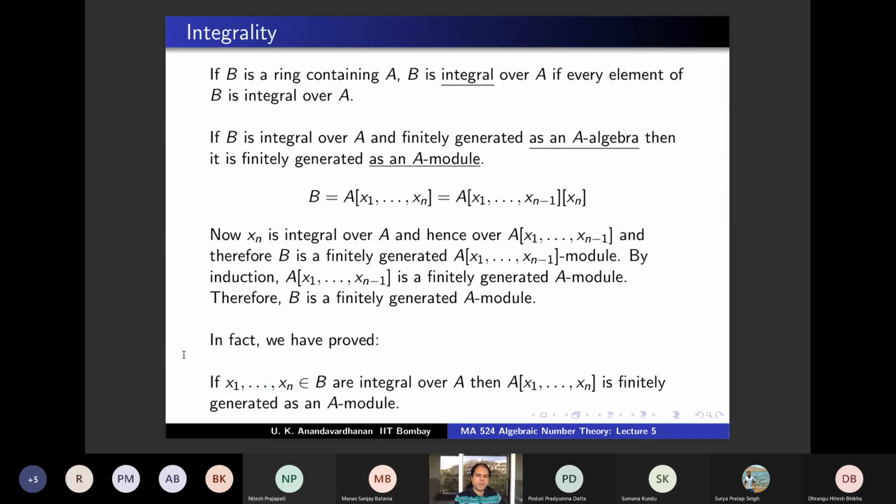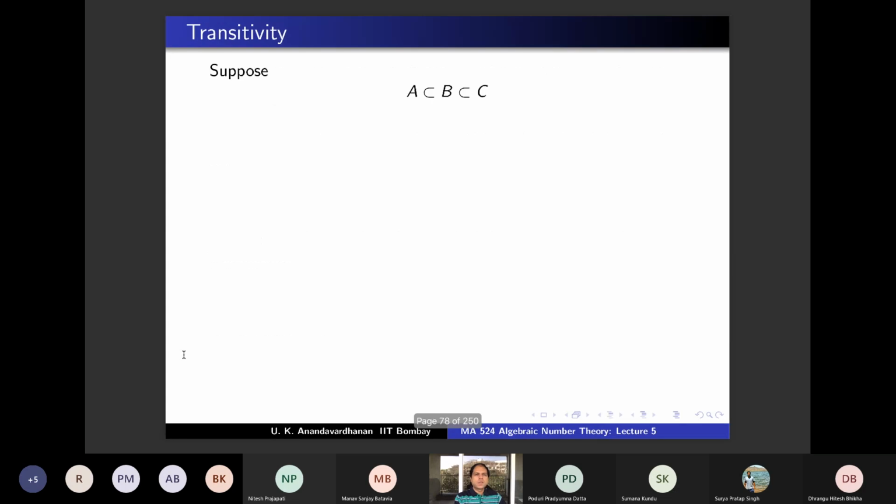Next or next to next. Now you know that if L over K over F, if L over K is algebraic and K over F is algebraic, then L over F is algebraic. This is called transitivity in field theory. And similarly, you have transitivity for integrality. Suppose you have A contained in B contained in C, and B is integral over A and C is integral over B.